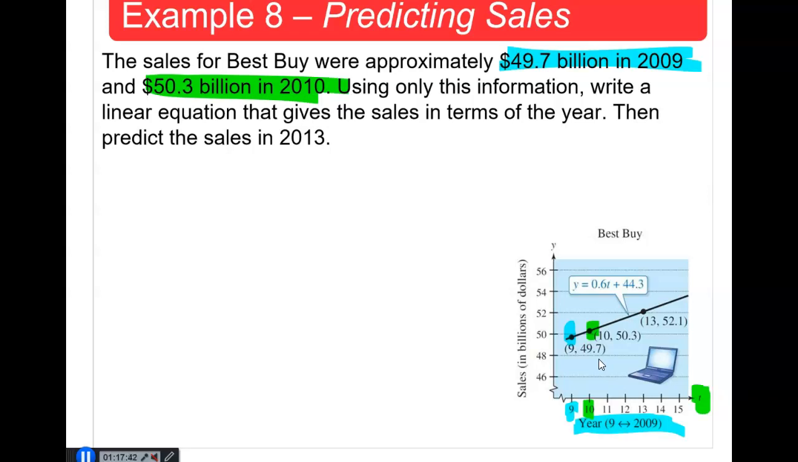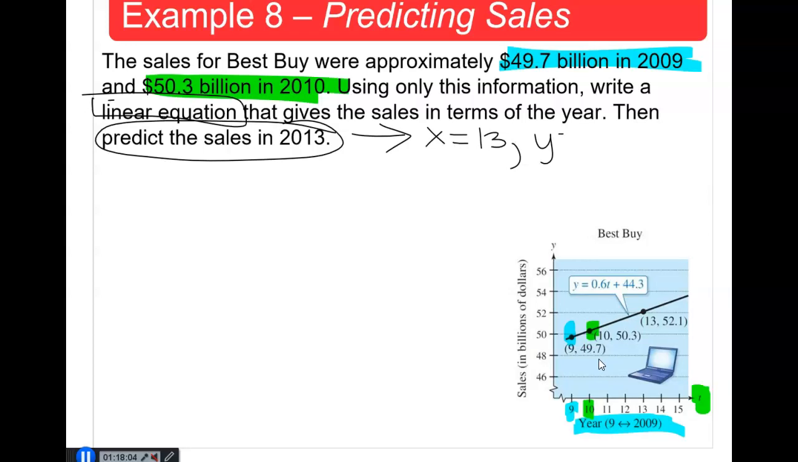Using only this information, write the linear equation that gives the sales in terms of the year, and then predict the sales in 2013. So first we need to find the equation. And then after that, we're going to predict the sales in the year 2013. So that will be when x is equal to 13, what will the y value be equal to? But for us to find that, first we need to find the equation.